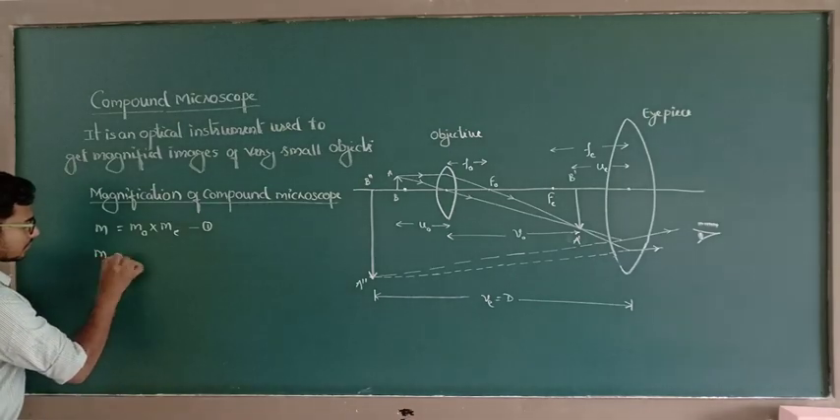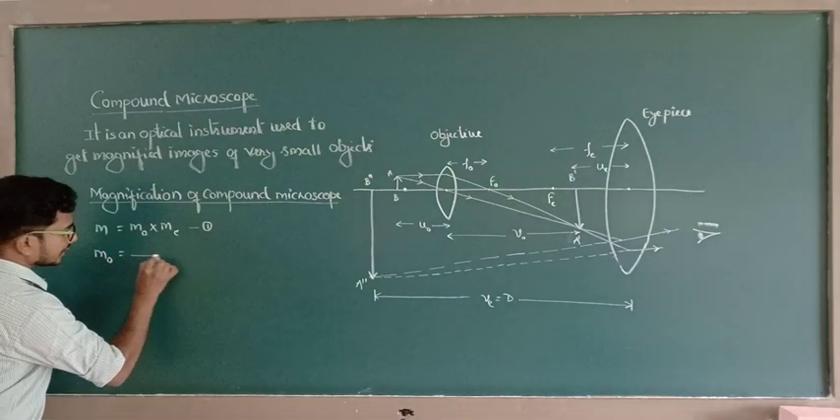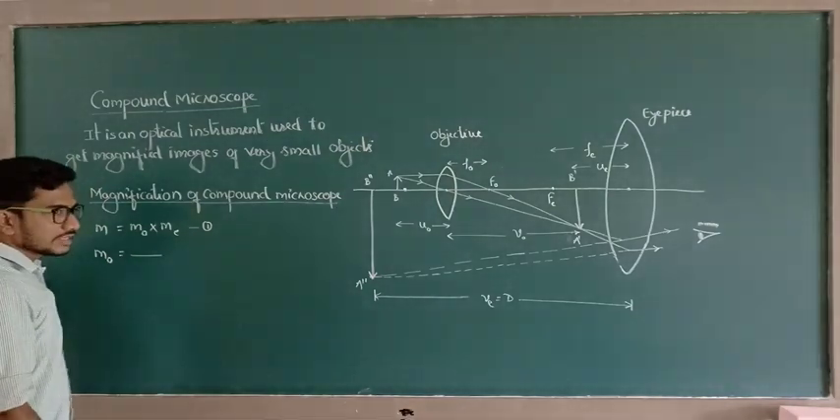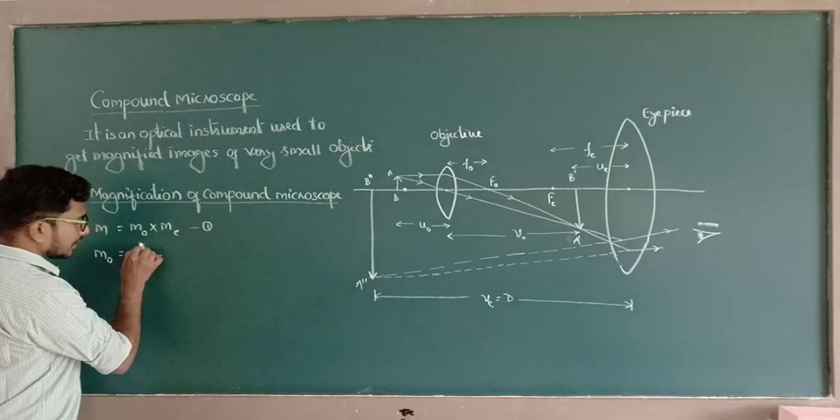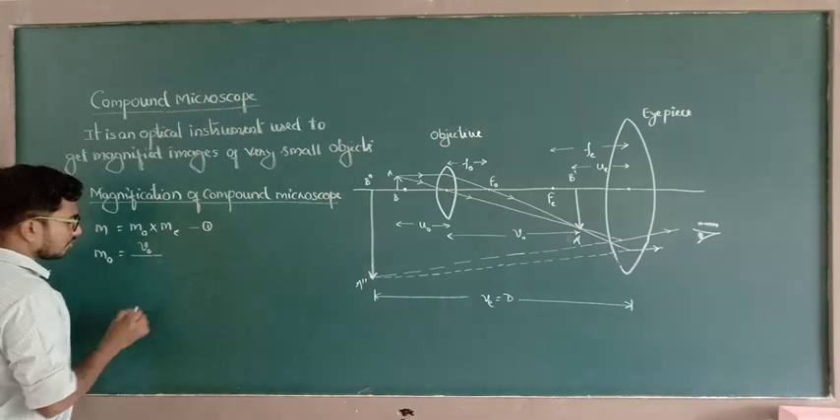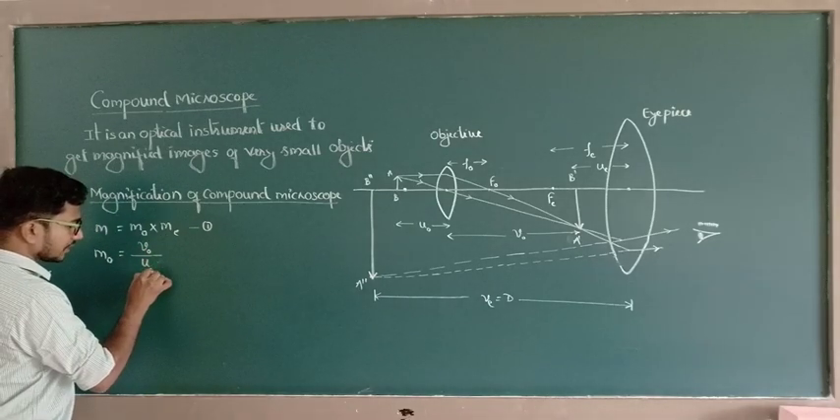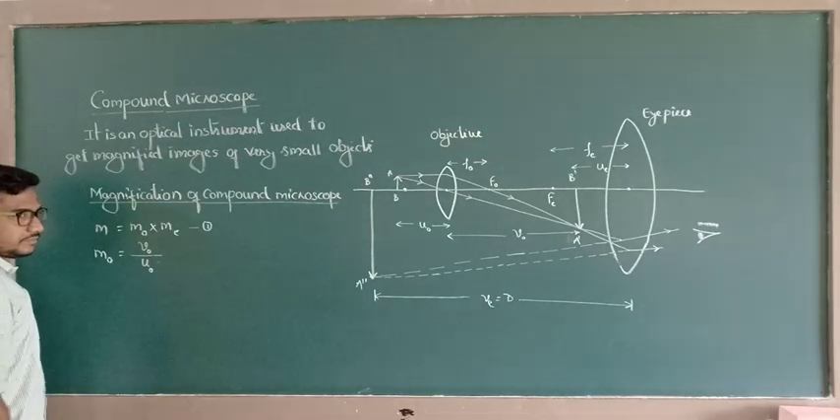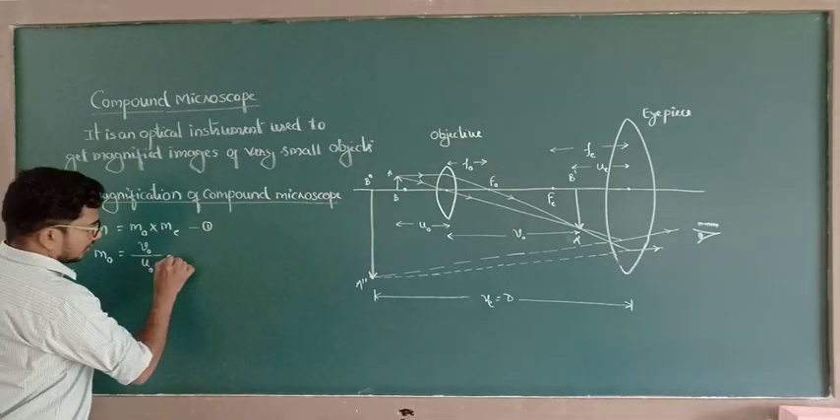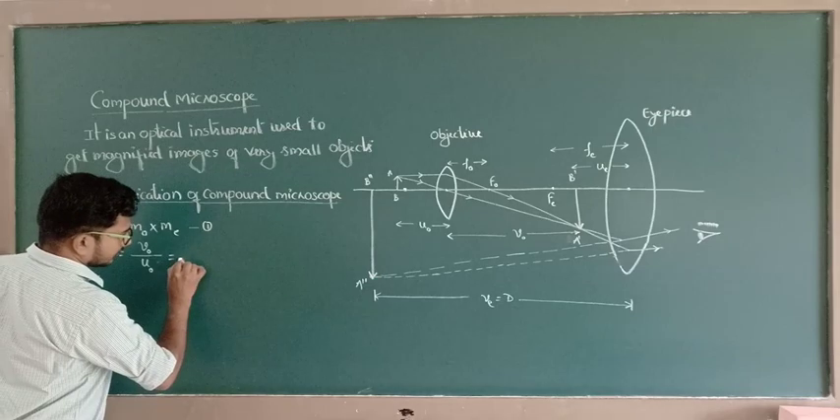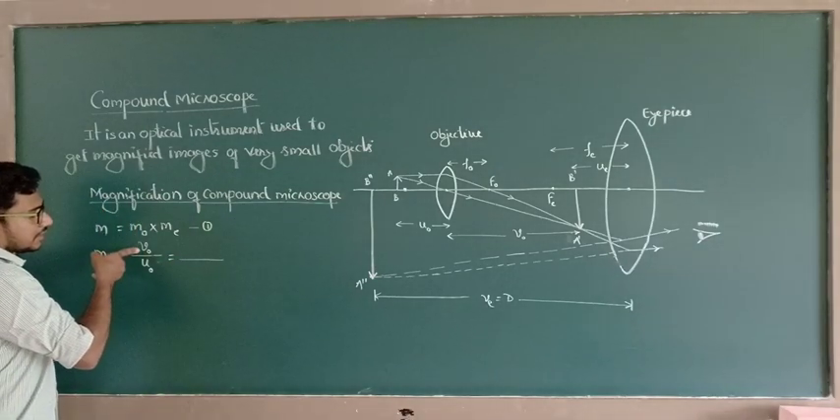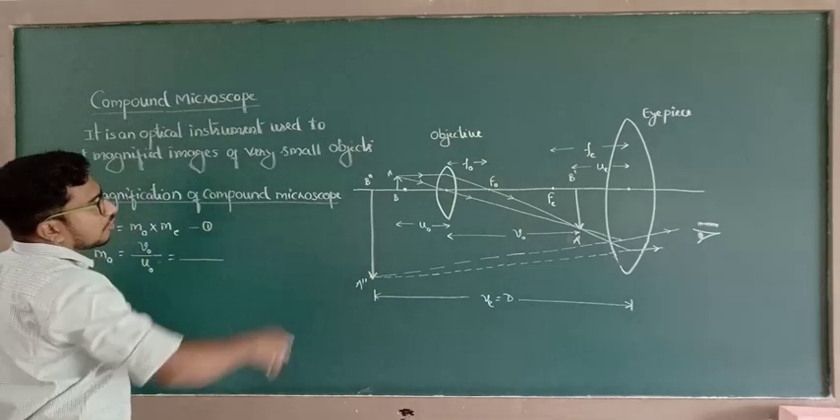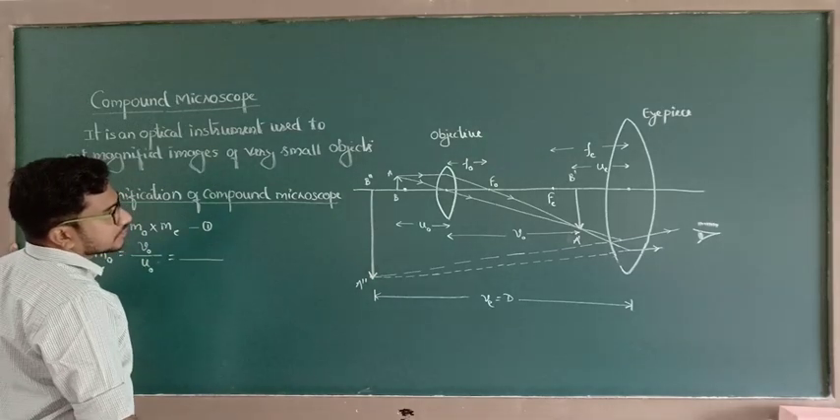Magnification of the objective. We know that it is the ratio of image distance to object distance. With respect to the objective, we should consider the image distance with respect to the objective and the object distance with respect to the objective. So this is equal to the image distance from the optical center of the objective.